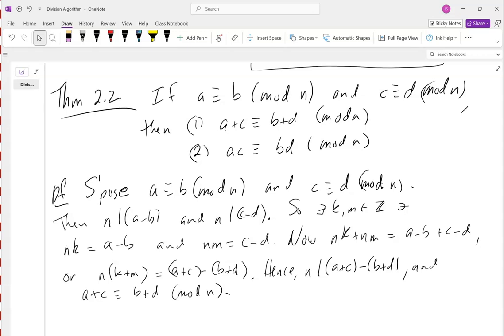So again, the reason why we would care is that what we're showing here is that the equivalence class representative doesn't matter if we want to try to define an addition operation on the equivalence classes.